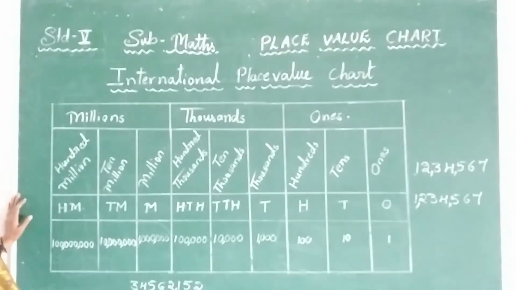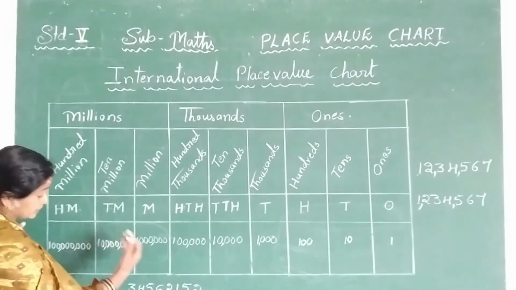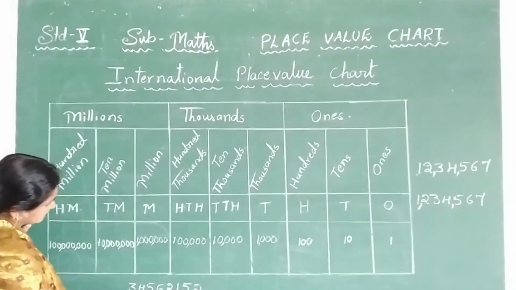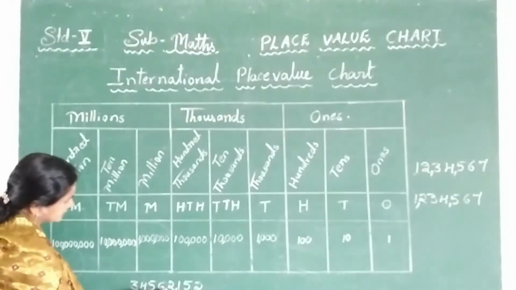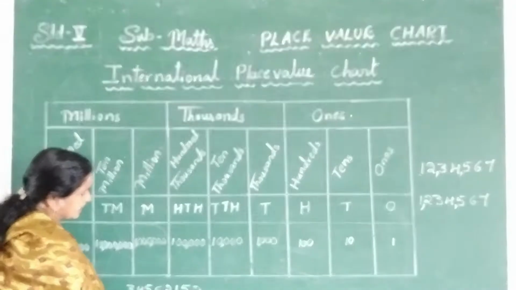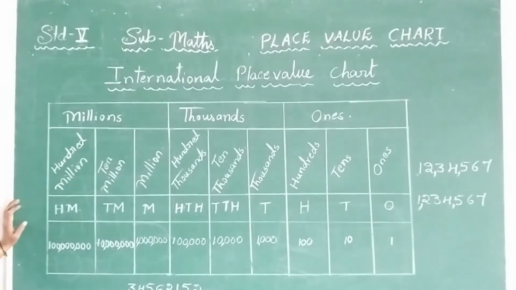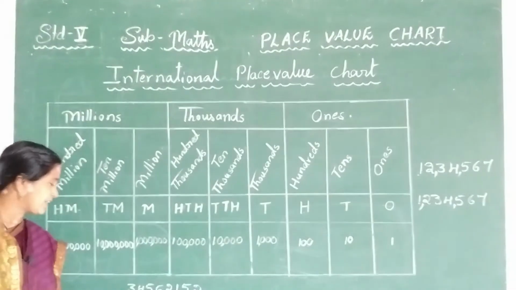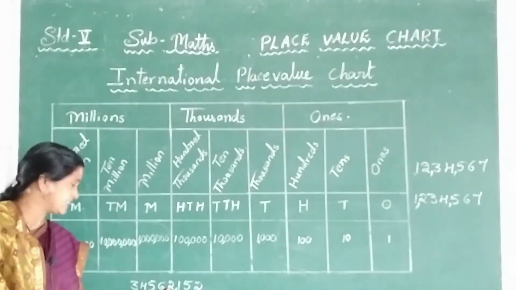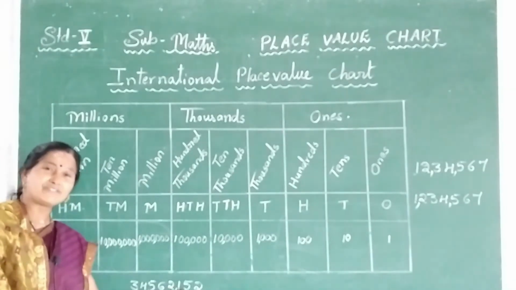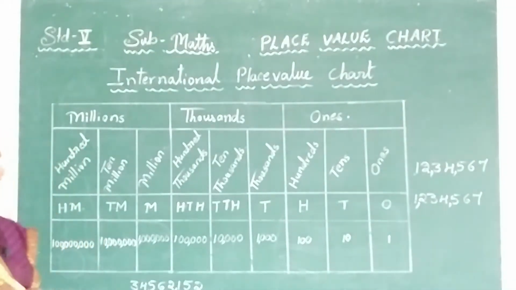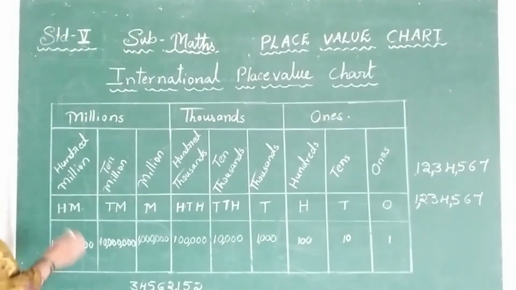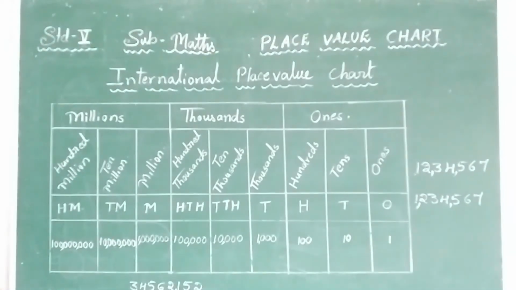Now, how to read this number according to international system? 34 million 562,152. You know that? 34 million 562,152. This is the international system. So, this is the place value chart of international system.